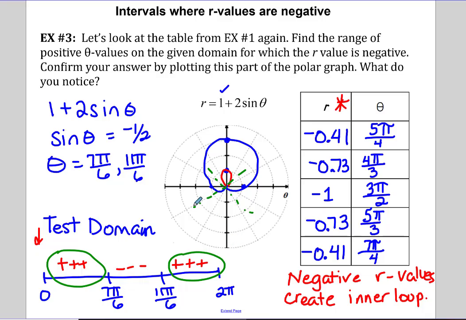Okay, but it took us 2 pi radians for the domain in order to make one complete cycle of that graph or that polar curve, the limacon with an inner loop.